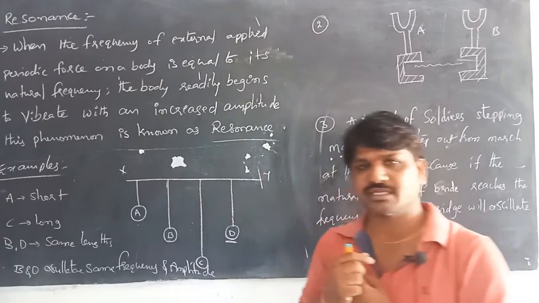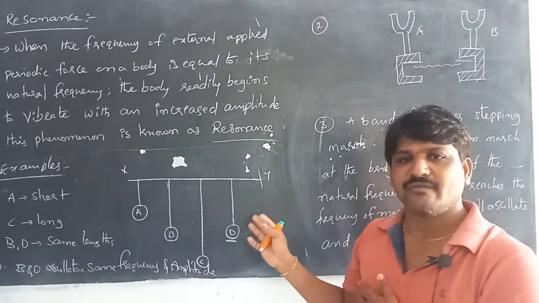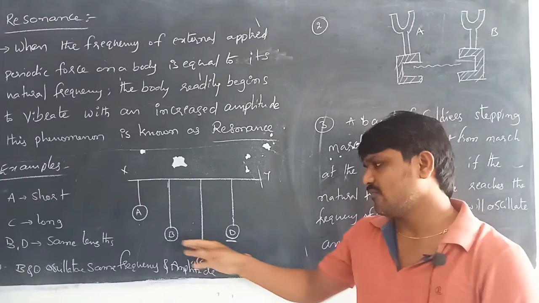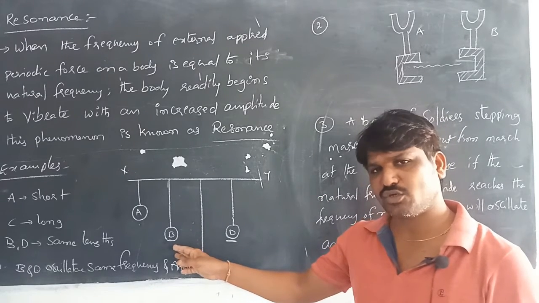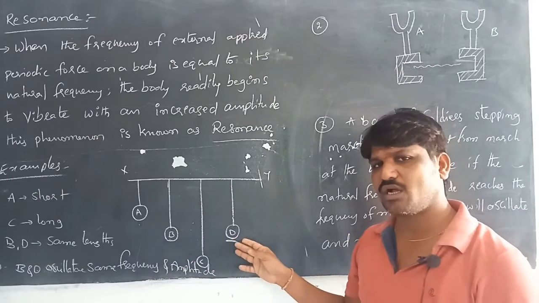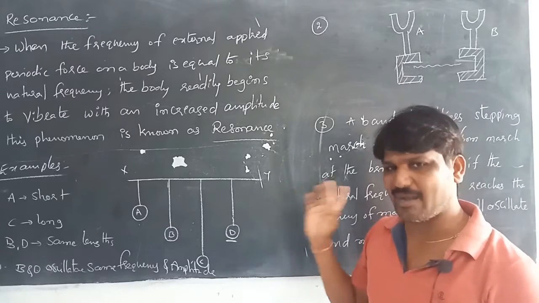Here are some examples, such as the pendulums we have taken. Whenever B and D have the same length, when B is set into oscillation, pendulum D also oscillates with the same frequency and amplitude.